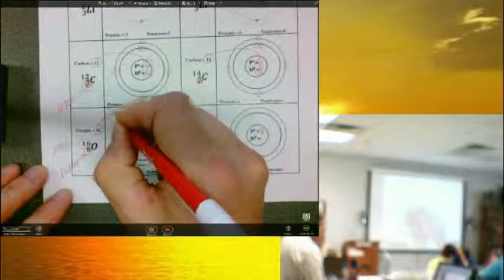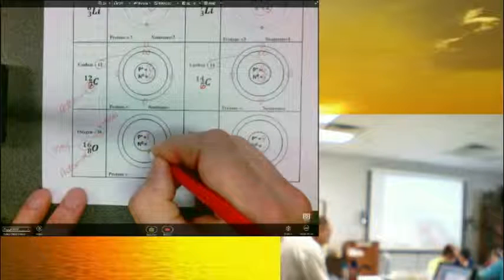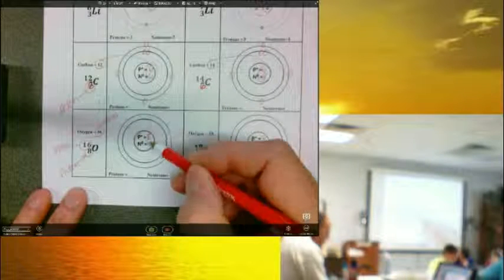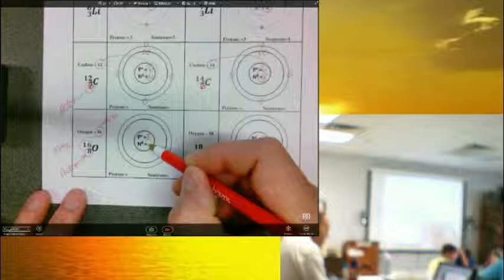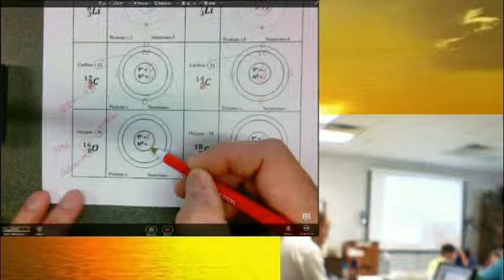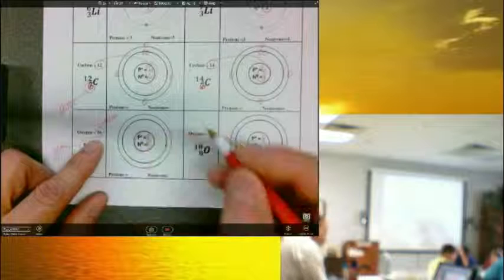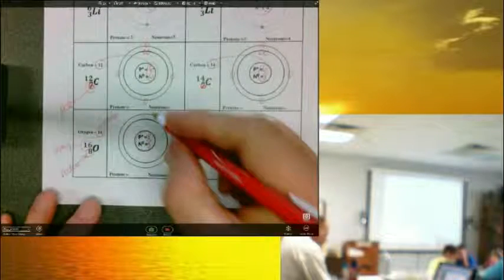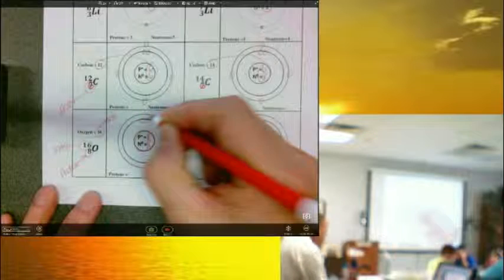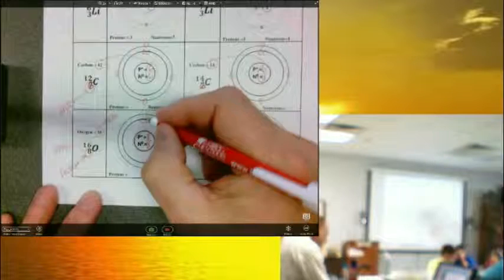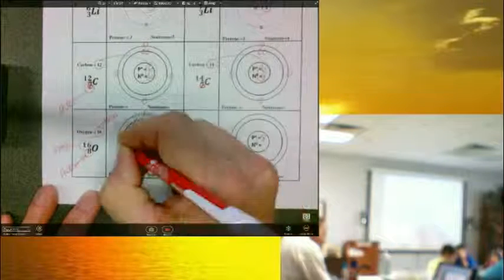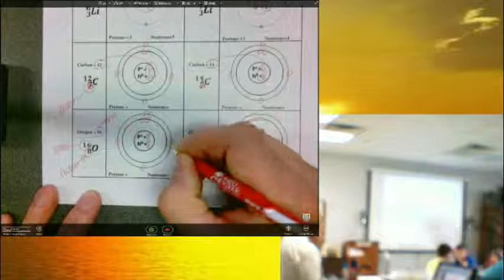That is the mass. Remember, only the nucleus has mass, so 8 plus 8. Farrah, what 8 plus what is 16? 8 plus 8. Yes, that would be the correct answer there. Now, we need 8 electrons, so there's 2, 3, 4, 5, 6, 7, 8. And there would be our Bohr model for oxygen 16.